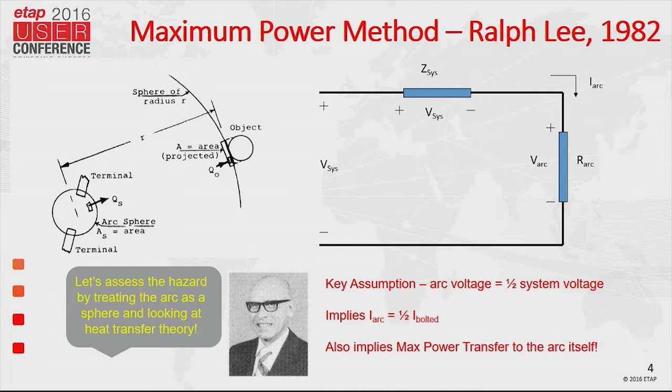First, with the maximum power model. This is, again, Ralph Lee back in 1982. Lee basically said, let's assess the arc flash hazard by treating both the arc and the worker as a sphere. Some workers are a little more spherical than others.